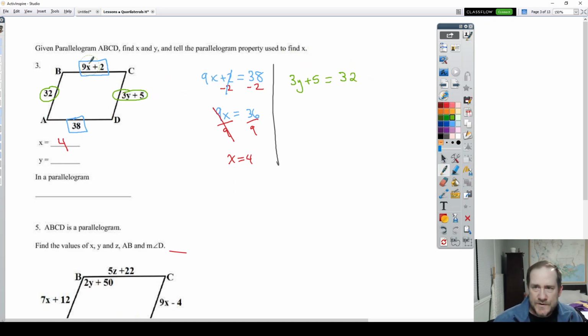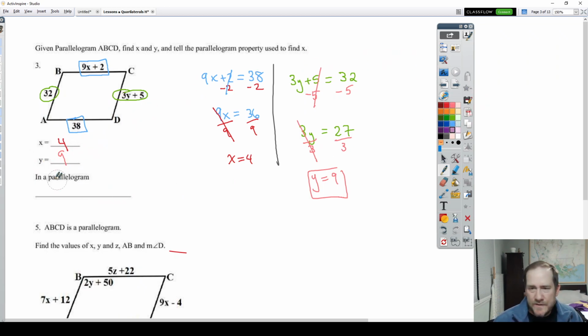So for the x, we knew that the x expression was equal to 38. For y, we can see that our y expression is just going to equal 32, and we can go to town. So subtract 5, get those 5's to cancel, and you've got a 3y that equals 27. You can now divide by 3, get those 3's to cancel, and you get a y that equals 9. So x is 4, y is 9.